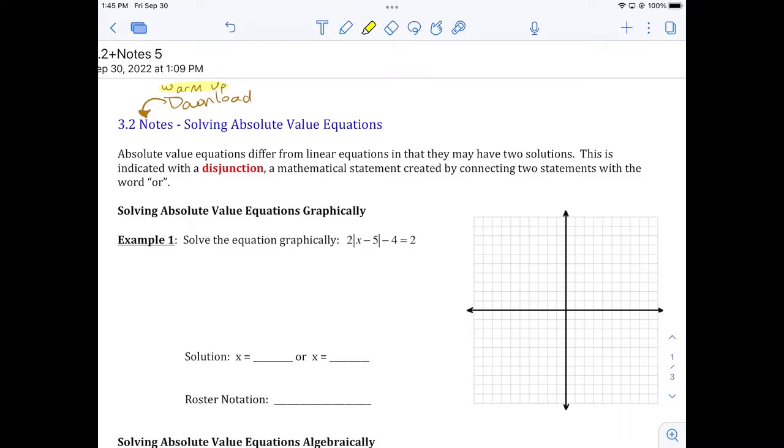So absolute values are going to create a disjunction. What's a disjunction? I know y'all been reading while I've been doing all that stuff, right? Just don't read now.